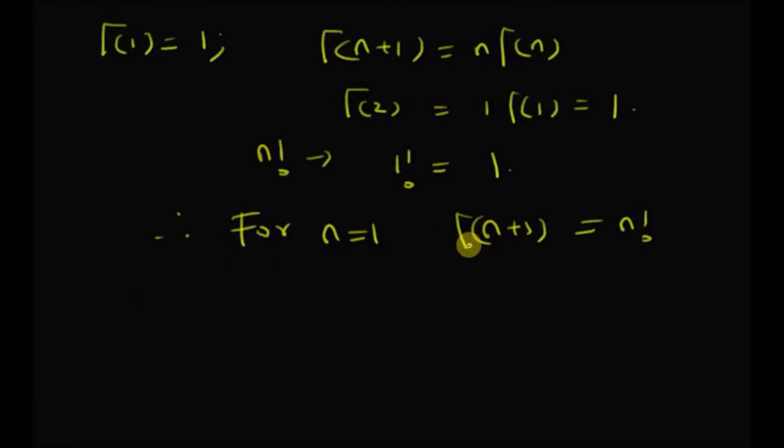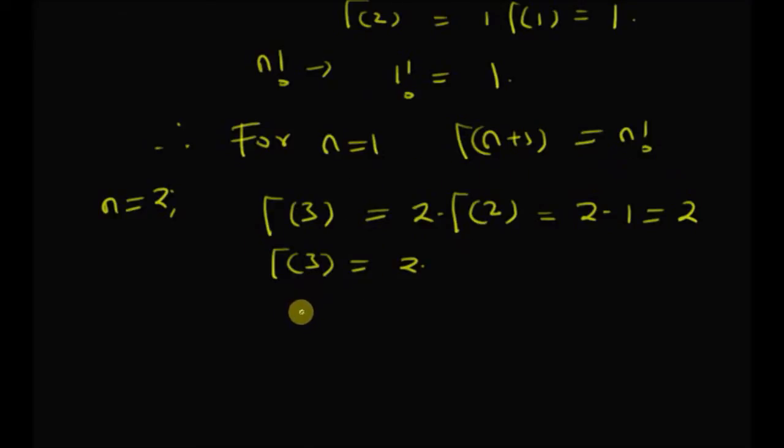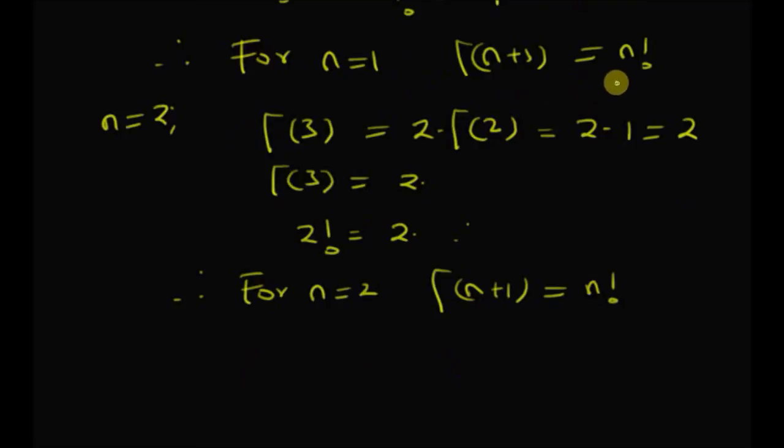Now let us verify the relation for n equal to 2. Gamma of 3 is equal to 2 times gamma of 2 by using this property, gamma of n plus 1 is equal to n into gamma of n. So this is 2 times gamma of 2, which is equal to 1. So gamma of 3 is clearly equal to 2. And from the right hand side, gamma of 3 should be equal to 2 factorial, which is equal to 2. Therefore, for n equal to 2, gamma of n plus 1 is indeed equal to n factorial. The relation is verified for n equal to 2.